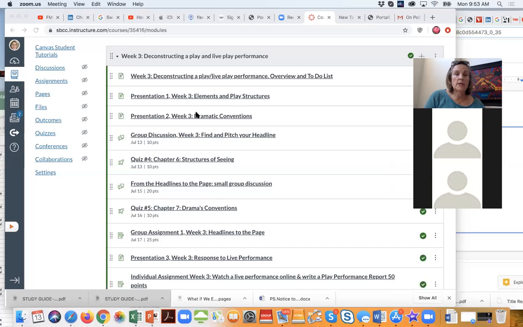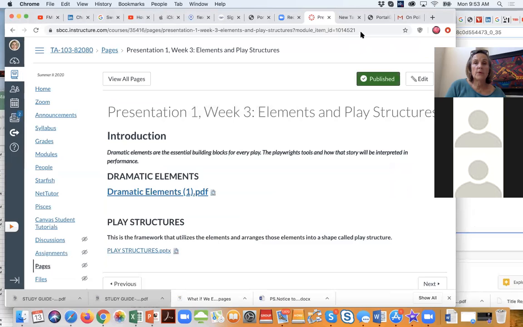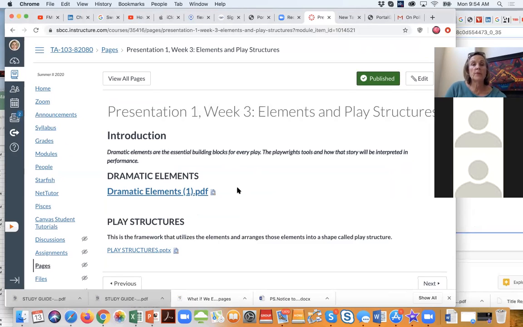Okay, so let's look at the first part of dramatic elements and play structure. In your Canvas section, you'll see this site. You can look at the presentation here. This is also where the recording will be posted after the class recording.